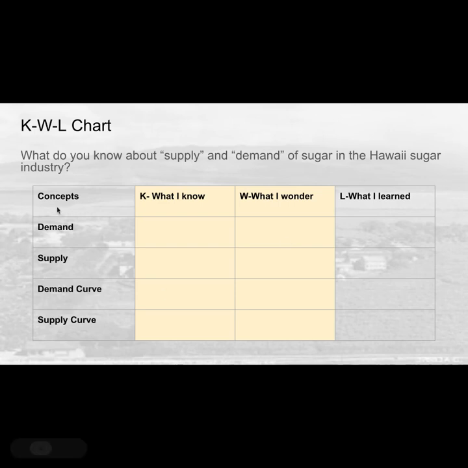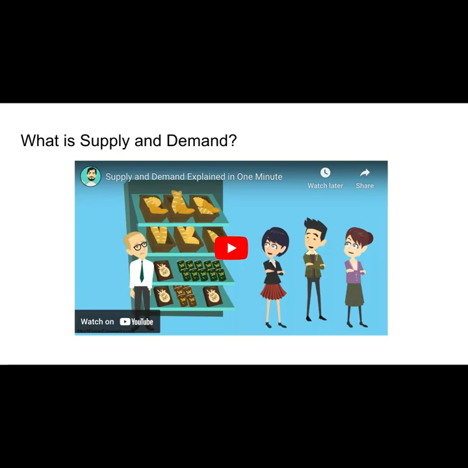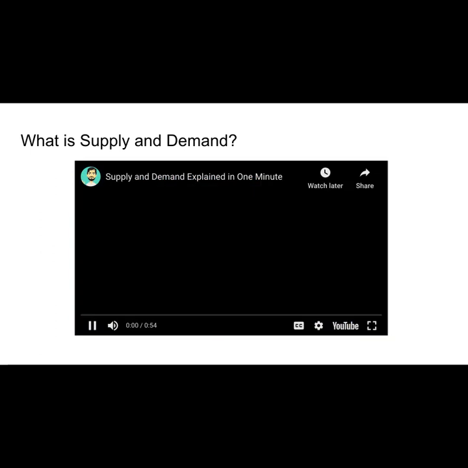So these are the terms that will be covered. And these are the two columns that they must complete during this time. Next, the teacher will show a brief video explaining supply and demand, and students will record into their guided notes or KWL chart the definition for each of the terms essential to this lesson.